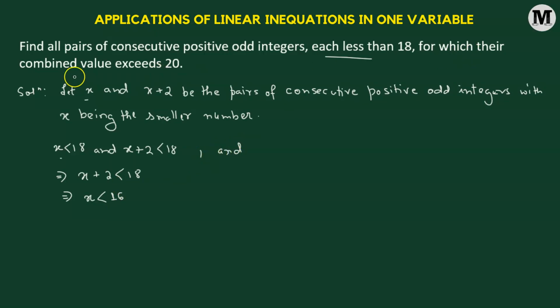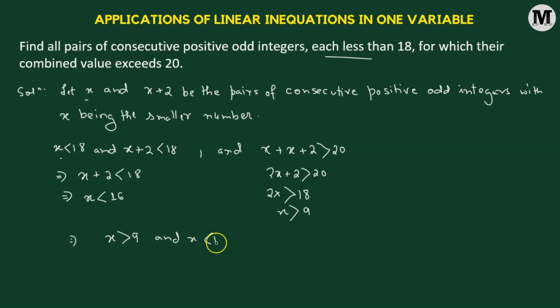That means the combined value exceeds 20. So that means if we take the smaller value and add it to the next consecutive odd number, their sum is going to be always greater than 20. So we have 2x plus 2 greater than 20. 2x is going to be greater than 18, or we can say that x is going to be greater than 9. So now we have two inequalities. We're going to combine them. So this implies that x is going to be greater than 9 and x is also going to be less than 16, which means that our x value is going to lie between 9 and 16.